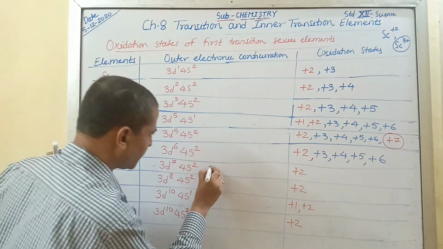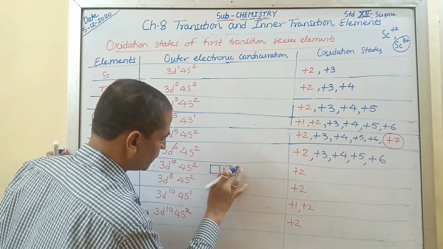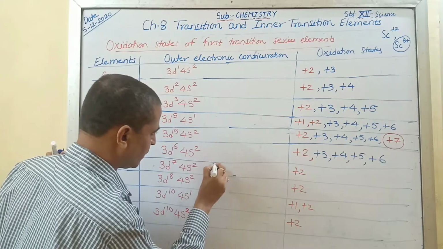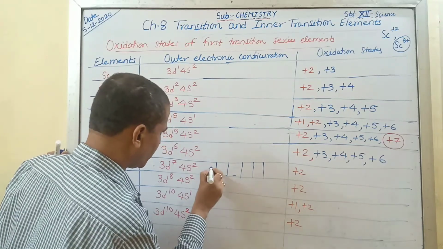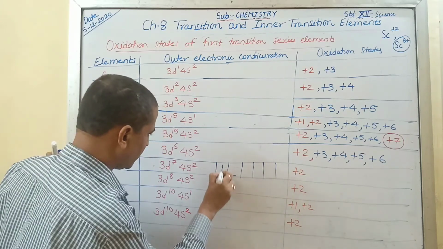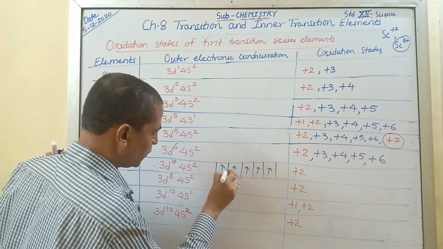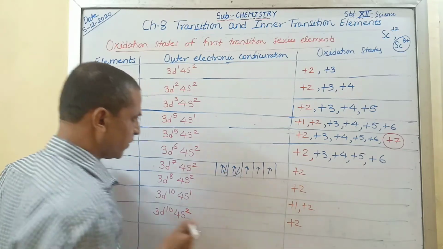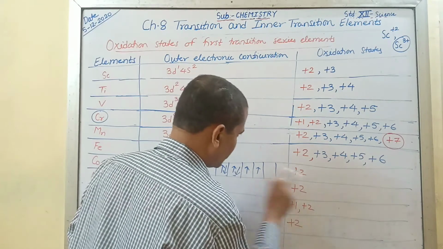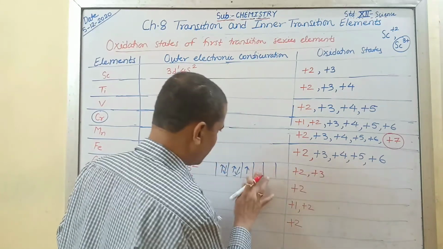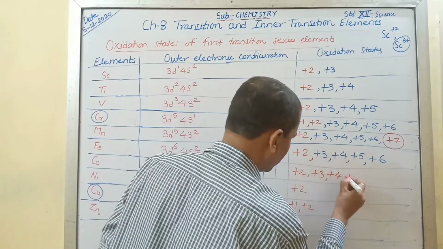Again the same thing happens. Counting the electrons 1 2 3 4 5 6 7, remove one electron, you get +3. Remove one more electron, you get +4. Remove one more electron, you get +5.